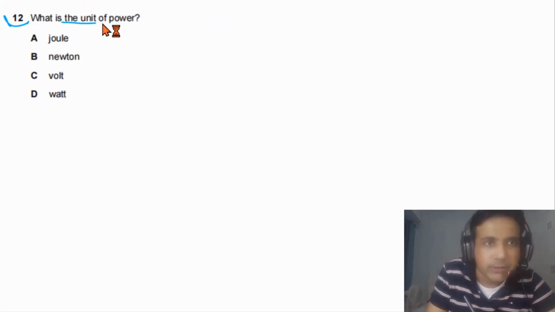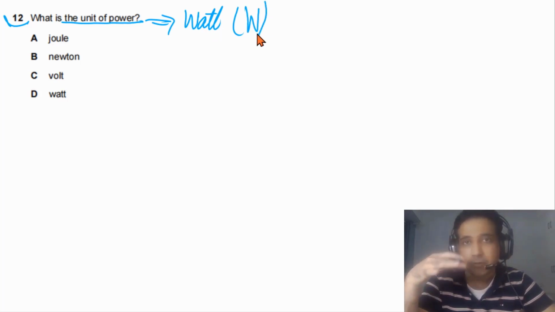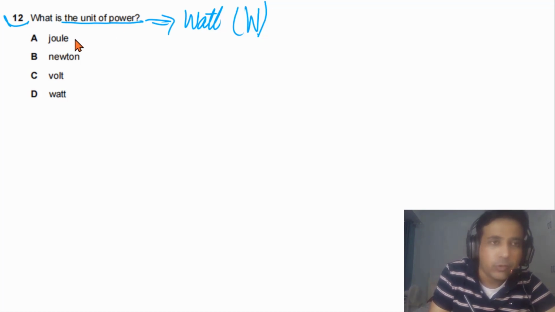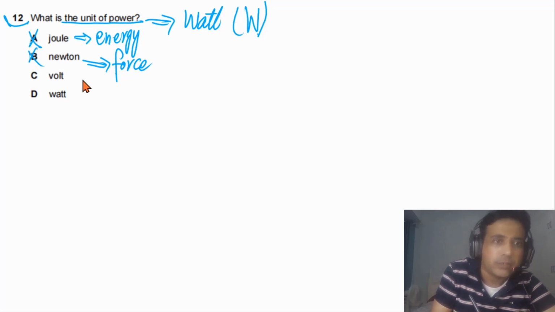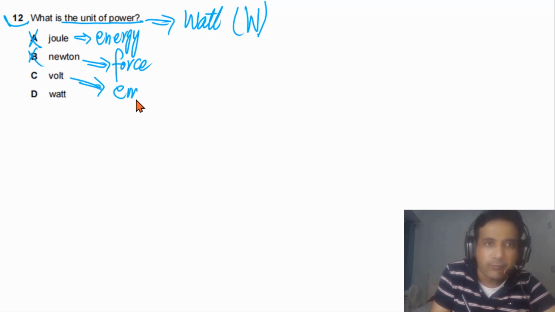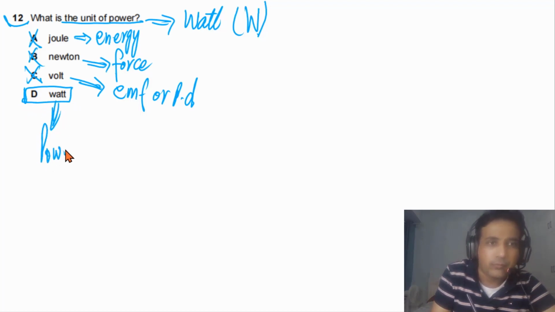Question 12 says, what is the unit of power? Unit of power is watt. So first thing you need to understand, unit of power is watt, and the symbol we use is capital W because this is after name of scientist. Now if you look at given options, joule, this is unit of energy, so this is not correct. Newton, this is unit of force, so this is also not correct. Volt, this is unit of EMF, or we can say this is unit of PD, potential difference. So this is also not answer. So D is the right answer. This is unit of power.